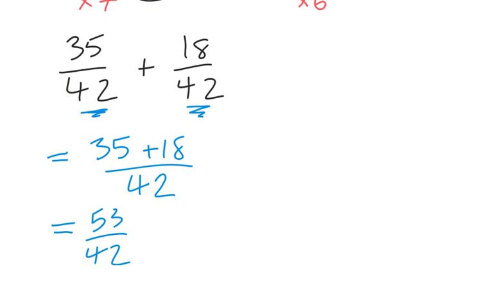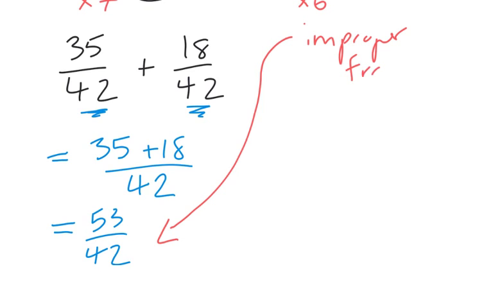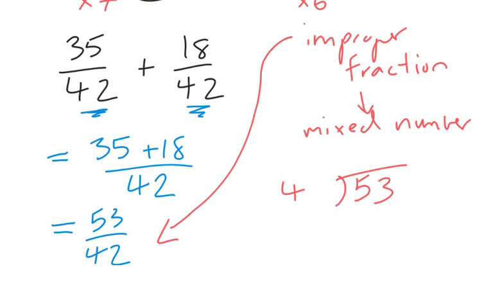Before we finish this question, we have to look at 53 over 42. And what we have here is an improper fraction. We actually want to convert this into a mixed number. So it will contain an integer and a fraction. How are we going to do that? Well, we're going to take 53 and we're going to divide it by 42. 42 goes into 53 once. 1 times 42 is 42. You're going to find the difference between 53 and 42, which is 11. So that would be a remainder of 11.